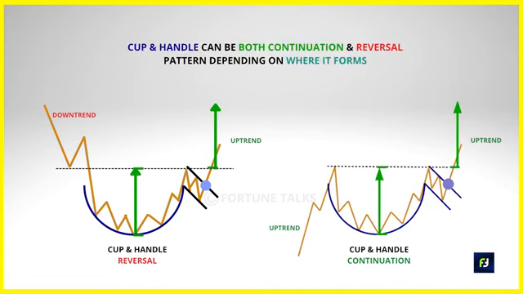In my opinion, the cup and handle pattern can be both a continuation and a reversal pattern. Now it depends on where it is formed in the chart. If it is formed during an uptrend, then this pattern indicates a bullish continuation. Likewise, if it gets formed during a downtrend, the pattern will indicate a bullish reversal.